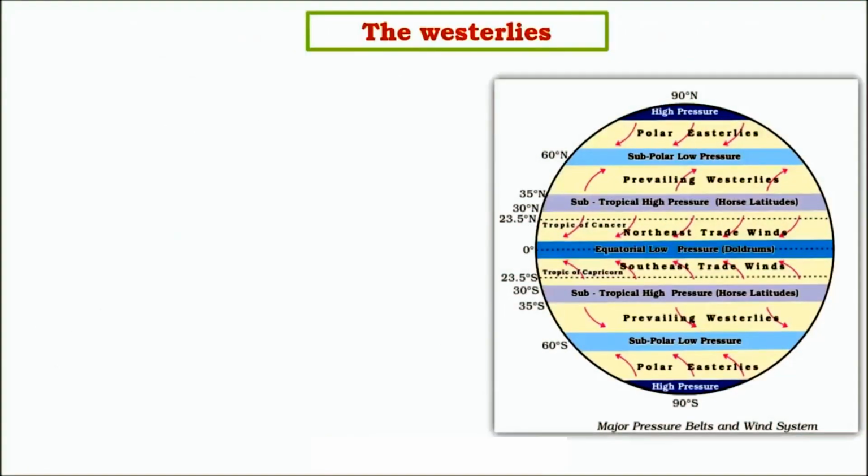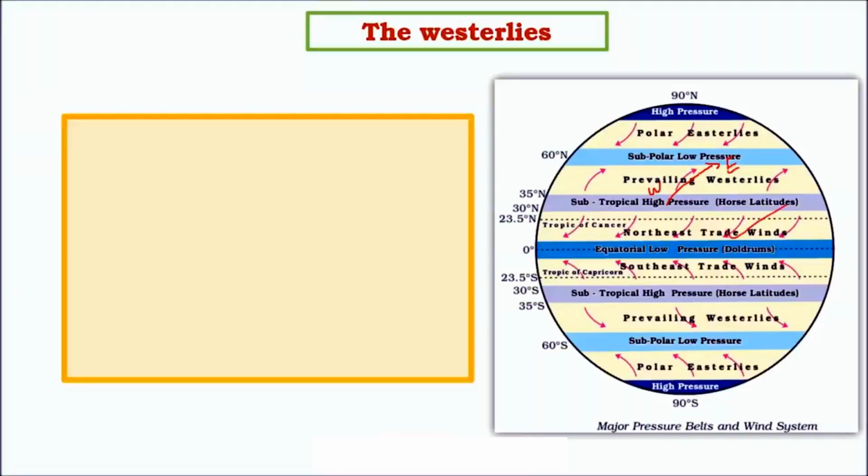Next, the winds that are blowing from high pressure belts are called westerlies. We can see from the high pressure belt we have wind movement towards the subpolar low pressure belt, and this is in a direction from west to east, and they are called westerlies. These are permanent winds. We have seen the first ones are trade winds or easterlies near the equator, and the other ones are westerlies which occur around 35 to 60 degrees north and south latitudes.